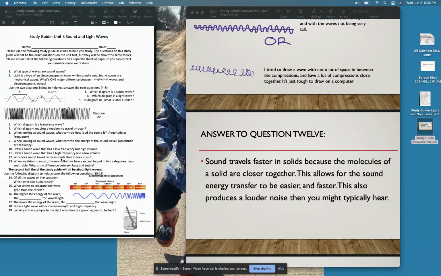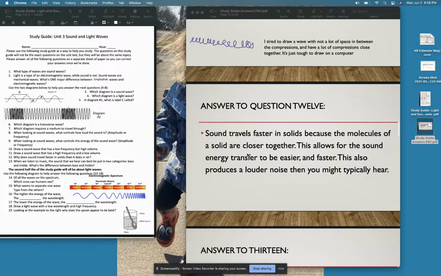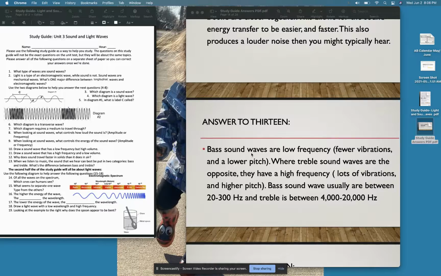So keeping this whole theme going. When we listen to music, right, we're looking at treble and bass. Well, what separates the two is just frequency. It's not volume. Bass waves are low frequency, things with very few vibrations, right? Much lower than treble. Treble is high frequency. That means tons of vibrations, a lot higher pitch.